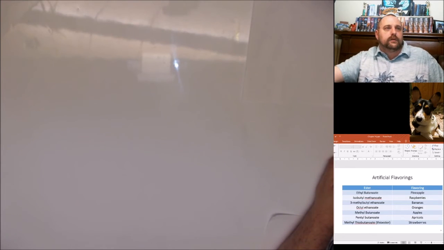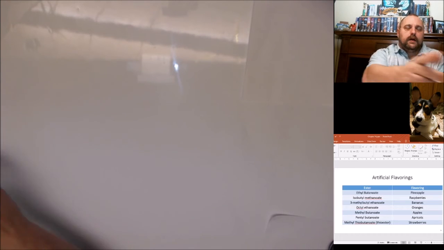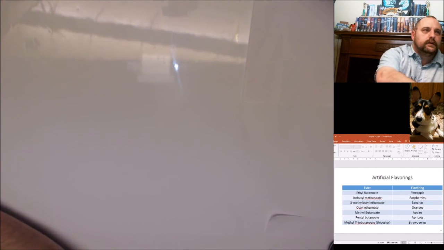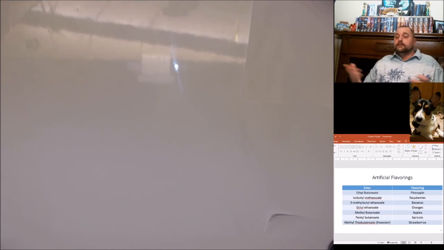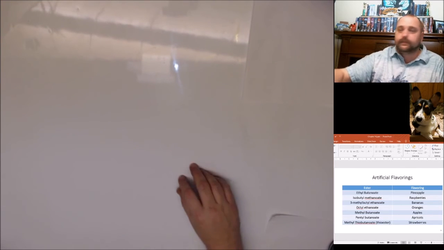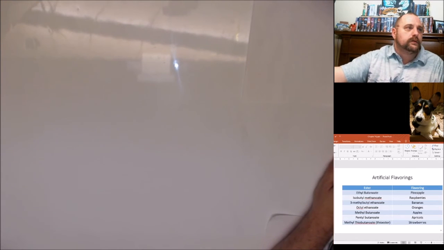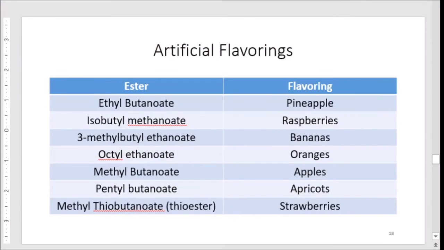Alright, so I said that these were used in artificial flavoring. So let me give us our full board on this. So ethyl butanoate, pineapple. So remember, butyric acid, rotten butter, just putting an ethyl group on it, and gives us the smell and the flavor of pineapple. Mostly the smell.